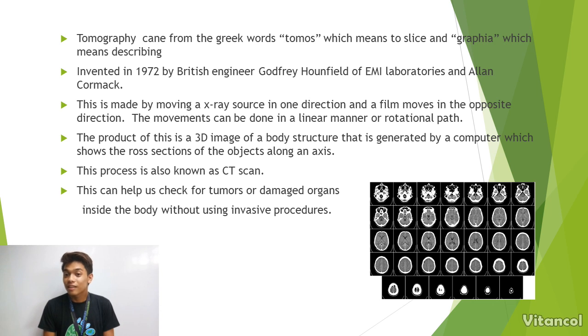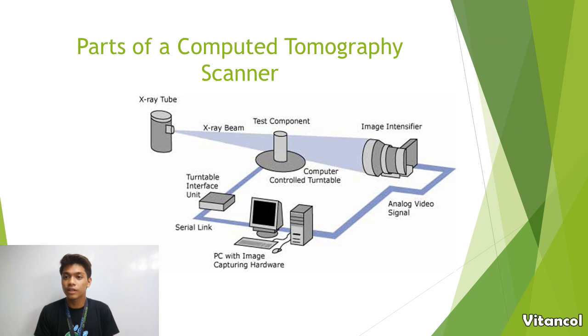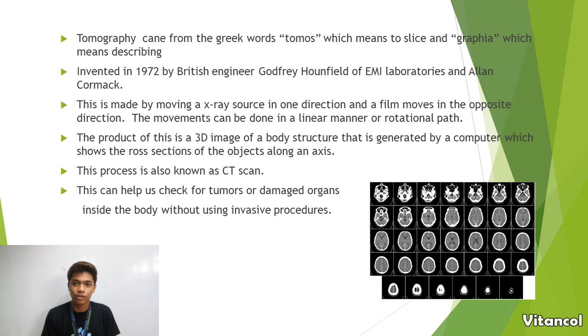Tomography is from the Greek word tomos, which means slice, and graphia means describing. It was invented in 1972 by a British engineer, Godfrey Hounsfield, of EMI Laboratories, and Alan Cormack. It is the process of making an X-ray source move in one direction and an X-ray field move in the opposite direction. The movement can be linear or the movement can be circular.